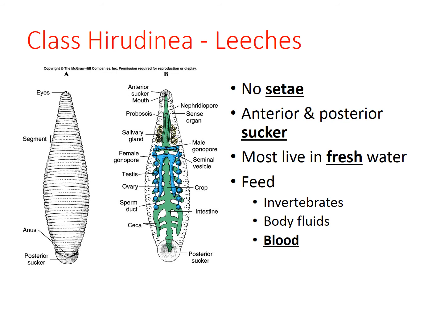Okay, class Hirudinea, the leeches. They don't have any setae. They have a sucker on their front end and their back end so that they can hang on to their prey. Most of them live in freshwater. They can feed off of invertebrates. They like body fluids. They will suck blood. There are different species of leeches for different species of prey, or host in this case, because they are parasites.